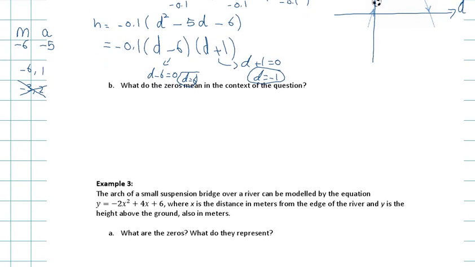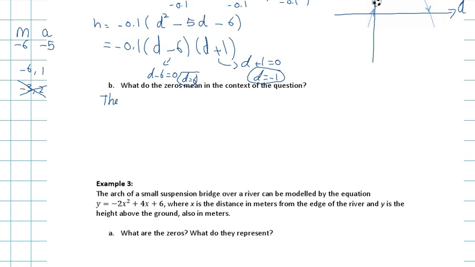So let's answer this. What do the zeros mean in the context of this relation? The distance from the kicker? Yeah, that's correct. When the ball hit the ground. The distance from the kicker when the ball hit the ground. Yeah. Okay, now let's write this.